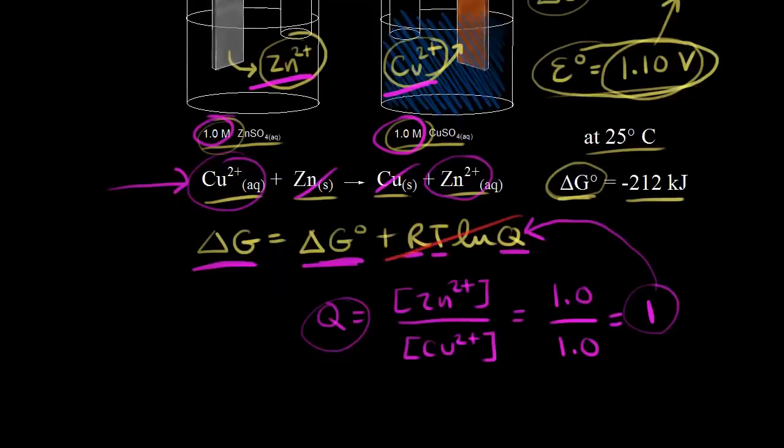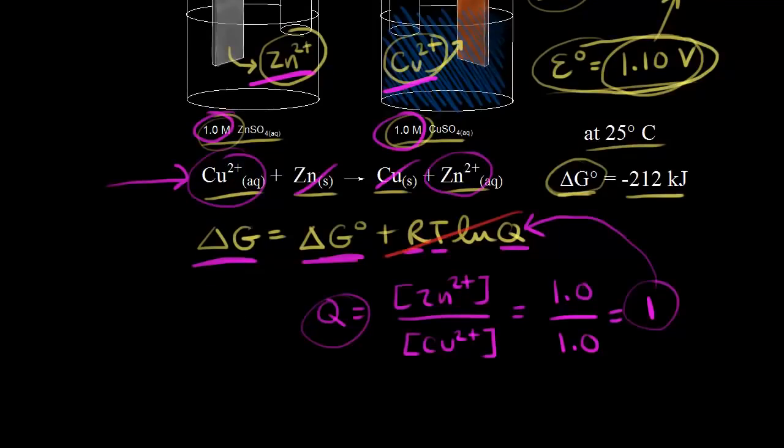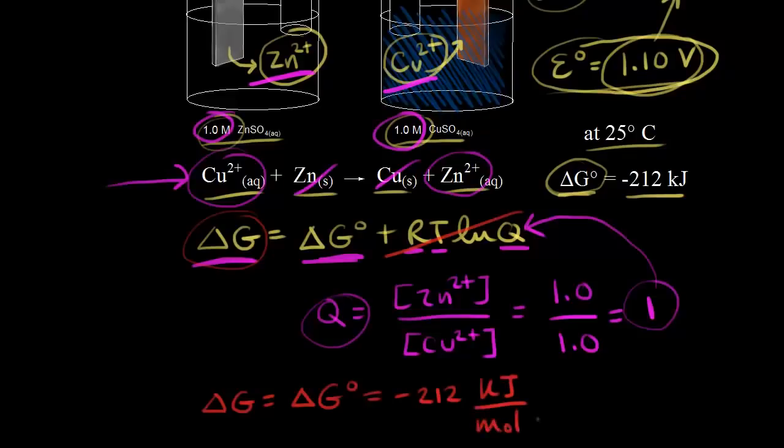And under standard conditions, the change in free energy, delta G, is equal to the change in free energy under standard conditions, delta G0. And that's equal to negative 212 kilojoules. And if you wanted to write per mole of reaction, you could do that right here. And so this makes sense because we're under standard conditions. We're at 1 molar for our concentration, so the change in free energy is equal to delta G0.